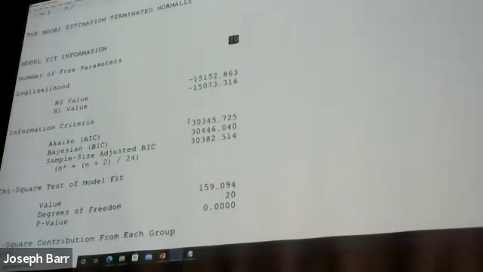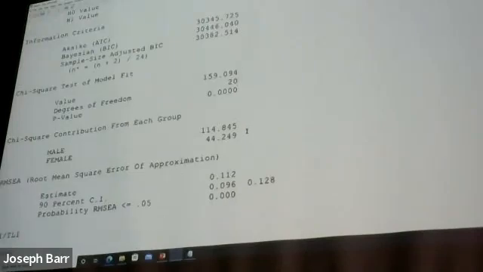And the chi-square value, you can just copy the chi-square value here, okay? And we can copy the chi-square value of the previous model.